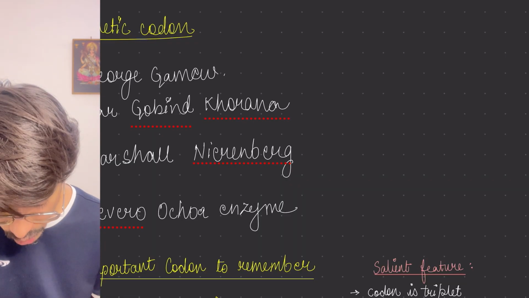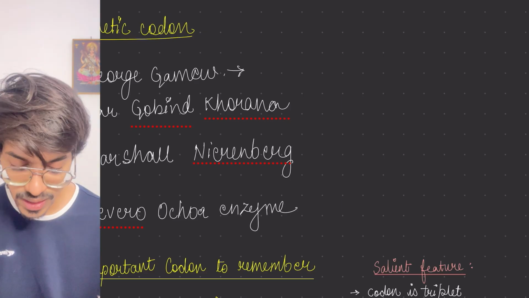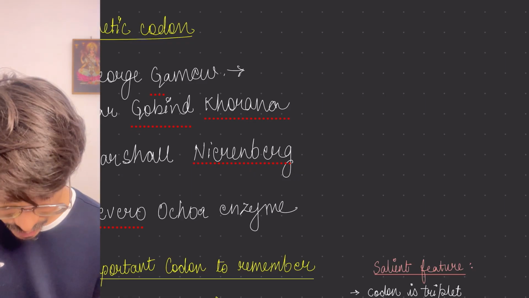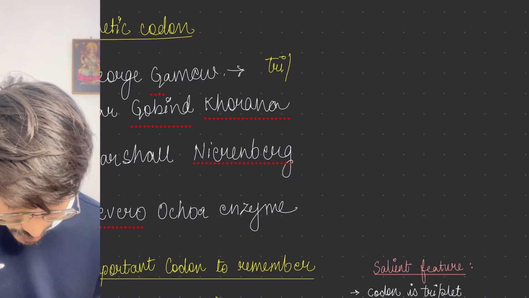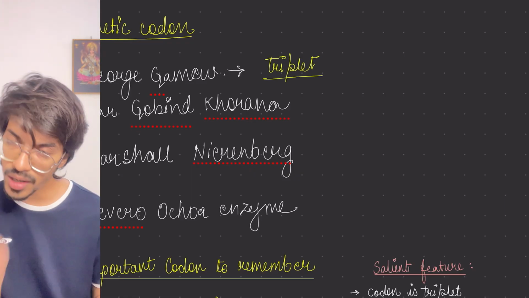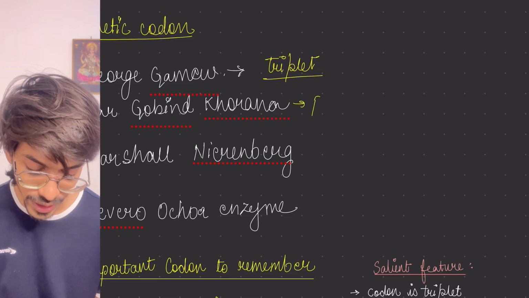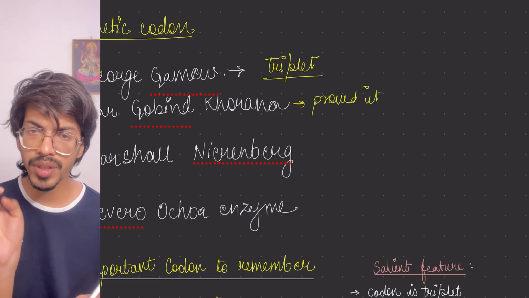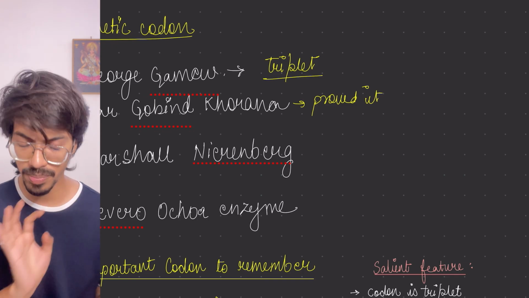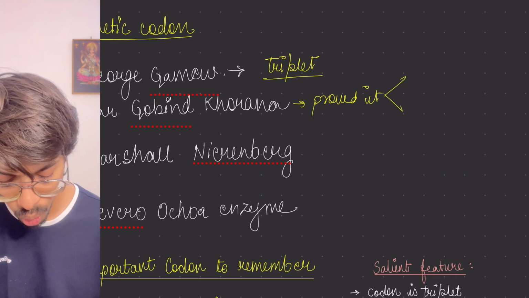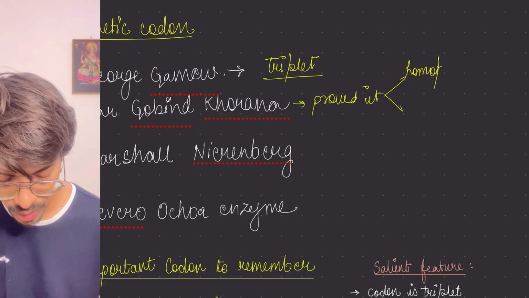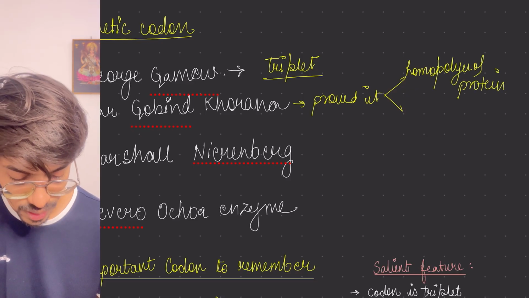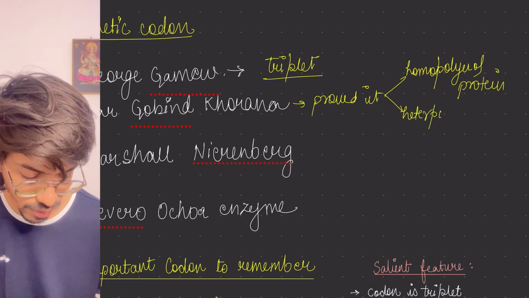Now George Gamow tells us what? He told us that the codon is in the form of triplets. Okay. Then Har Gobind Khorana, what? He proved it. How did he prove it? He proved that the codon is in the form of triplets. So he did what? He made a homopolymer and he made a heteropolymer of a protein.